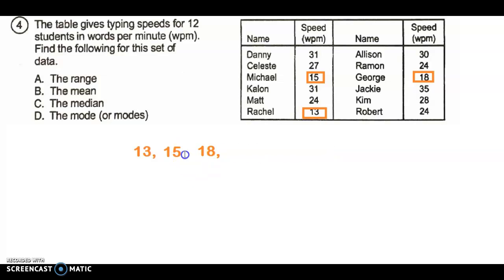Separate them by commas so we know there's a number there. So 13, 15, 18. Let's get the rest of it done. One sec. So the next number I see is 24.